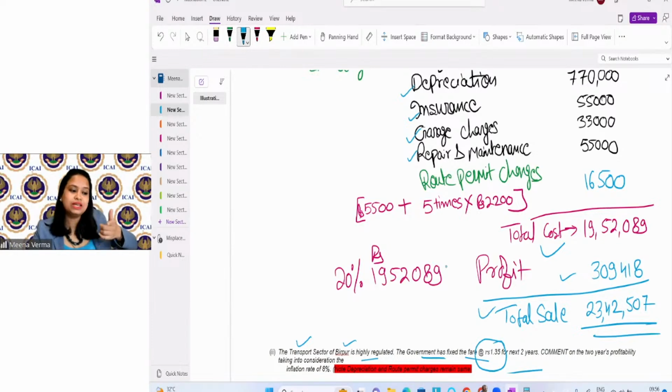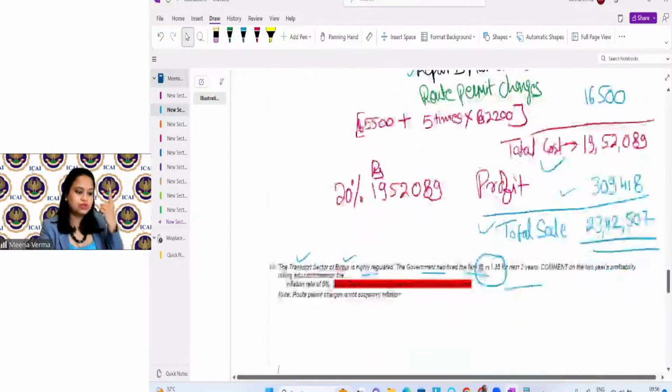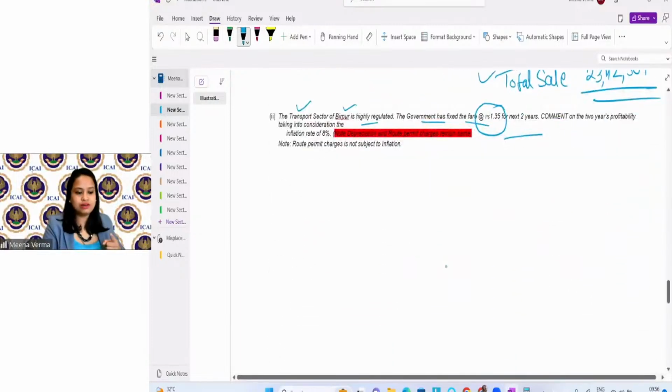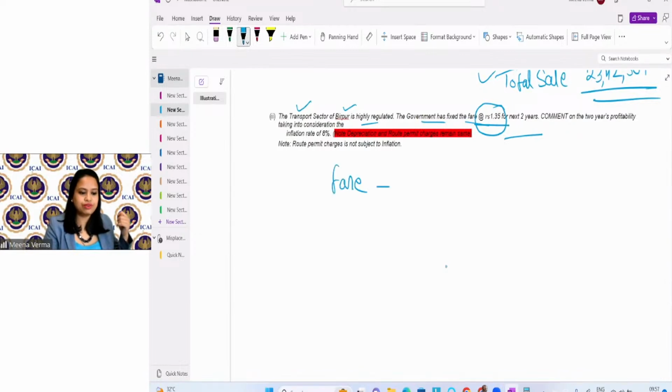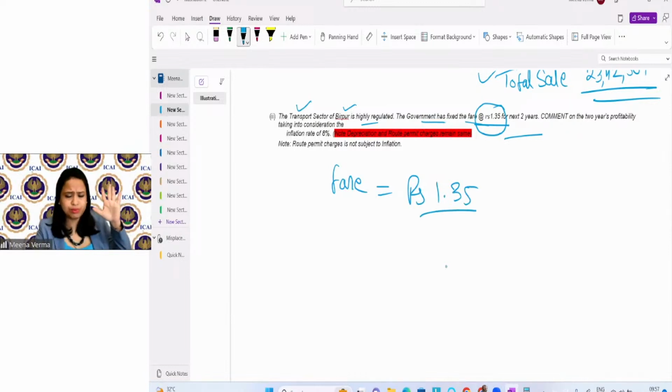But now what is happening? It is mentioned in the next part of the question that this area is highly regulated by the government and the tariff rate will be decided by the government, right? It is written that the fare will be rupees 1.35. It will be decided by the government for next 2 years. Comment on the 2 years profitability taking into consideration of inflation of 8%.